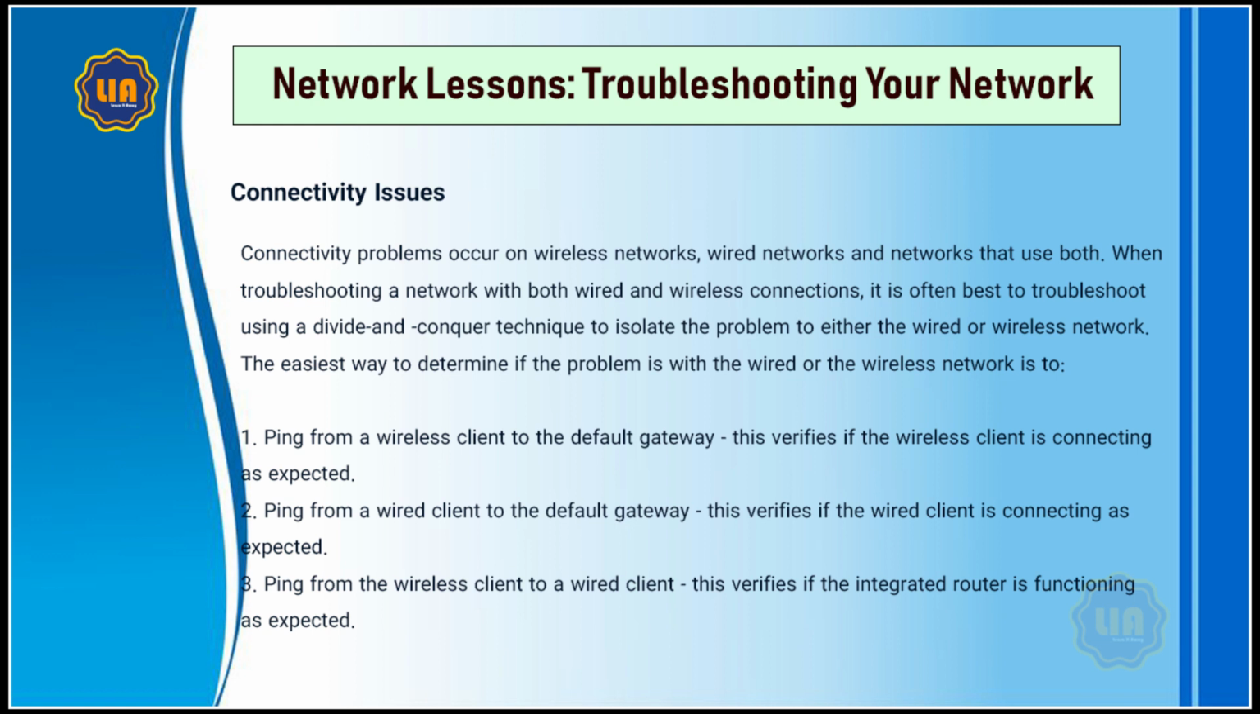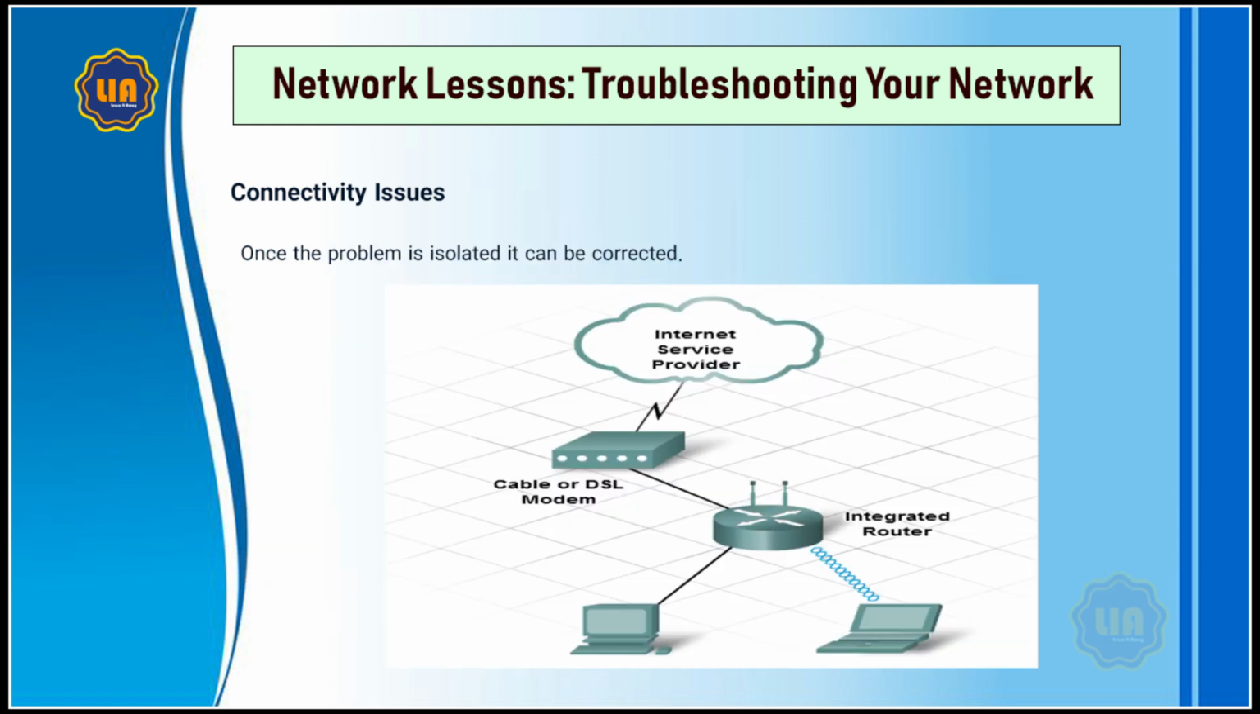The easiest way to determine if the problem is with the wired or the wireless network is to: 1. Ping from a wireless client to the default gateway. This verifies if the wireless client is connecting as expected. 2. Ping from a wired client to the default gateway. This verifies if the wired client is connecting as expected. 3. Ping from the wireless client to a wired client. This verifies if the integrated router is functioning as expected. Once the problem is isolated, it can be corrected.